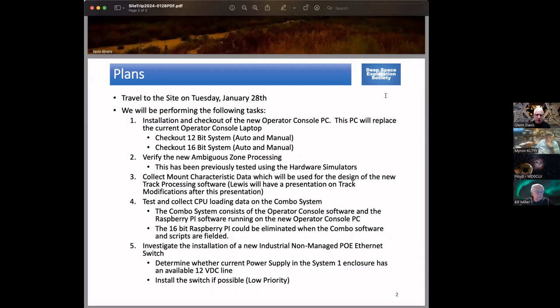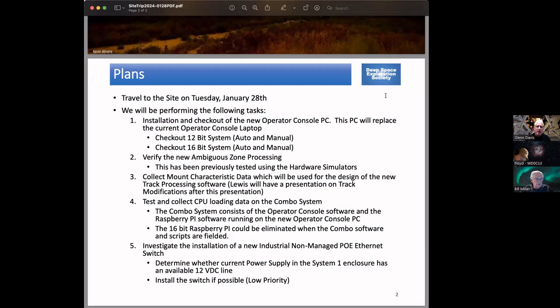And then the next thing is we're going to collect some mount characteristics data. And that data we're going to collect kind of flows into what our new design for our track processing. And Lewis has got a presentation after my presentation that he'll go through, about 10 charts about the modifications that we're looking at for track processing.